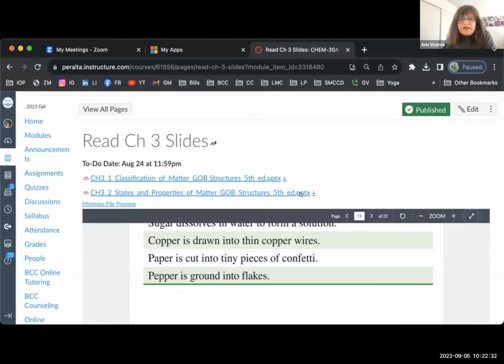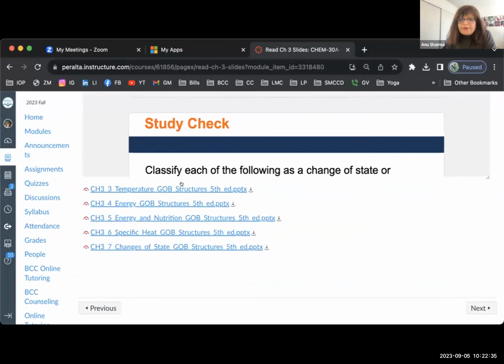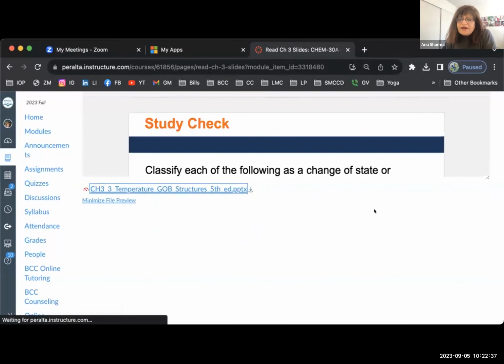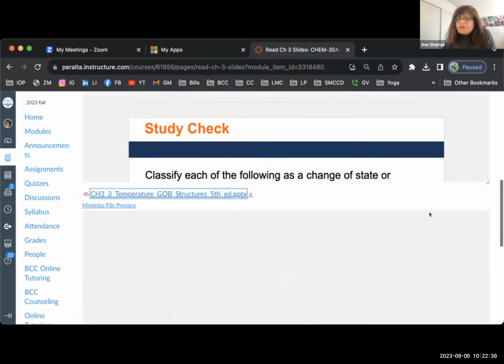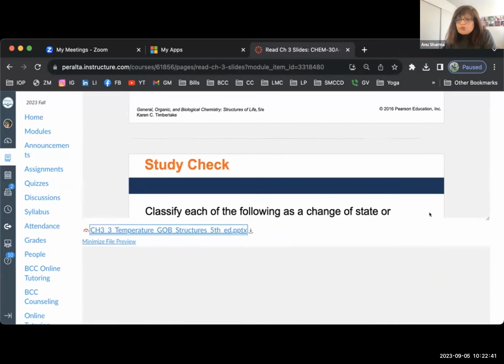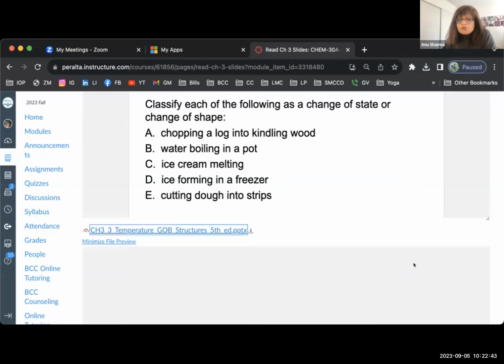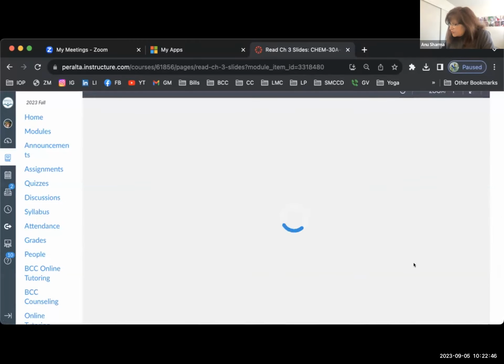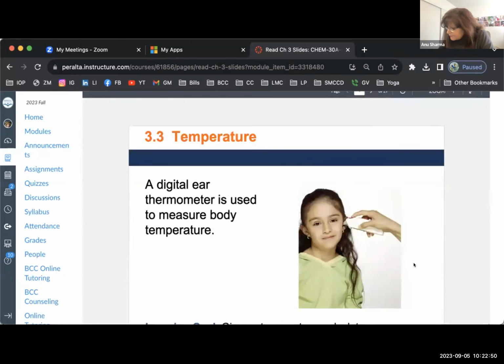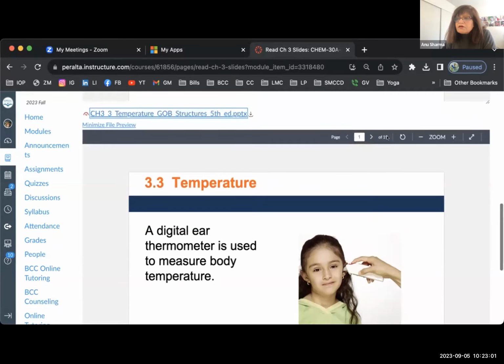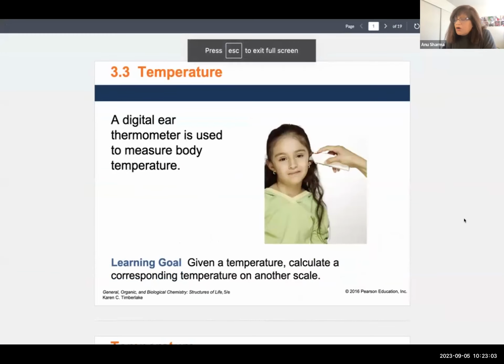Let's look at the next thing, which is temperature. All right. Now, temperature, let me make this big.